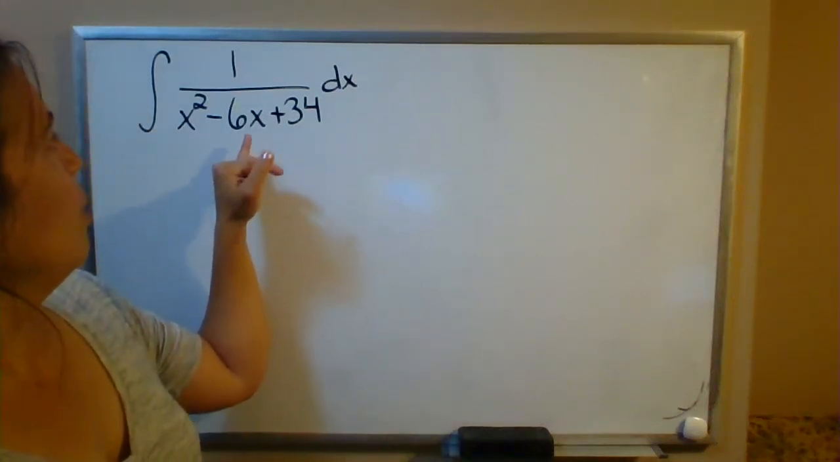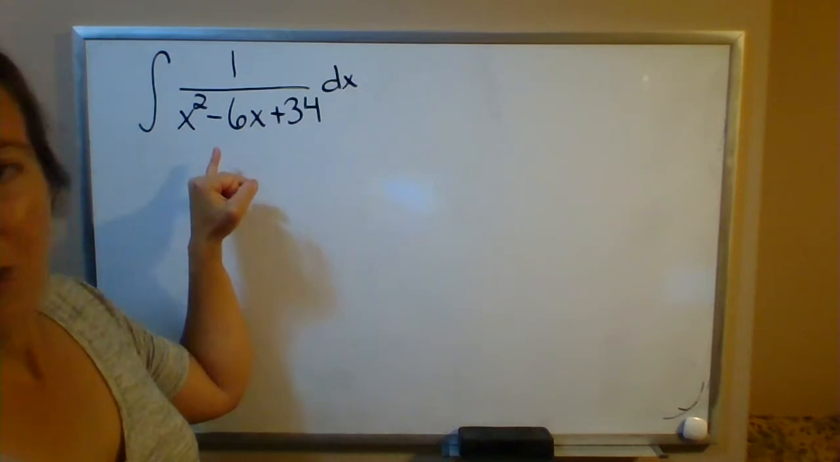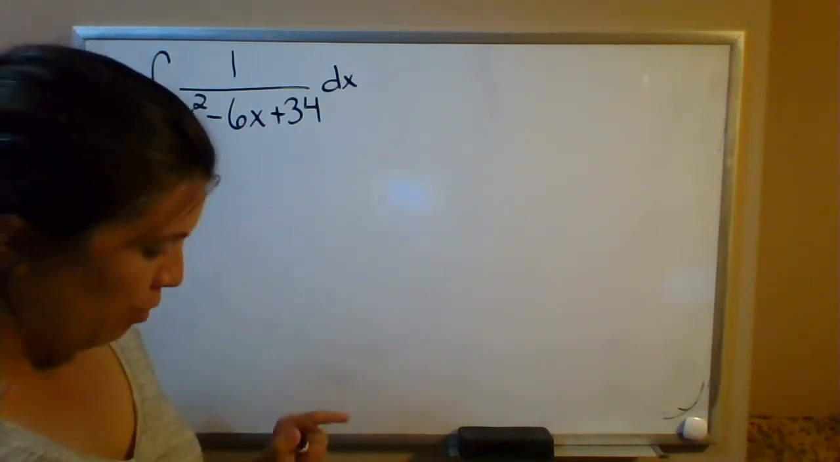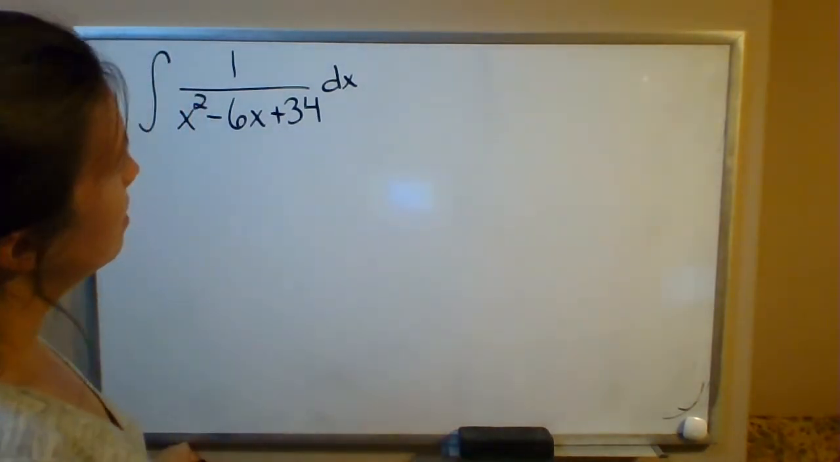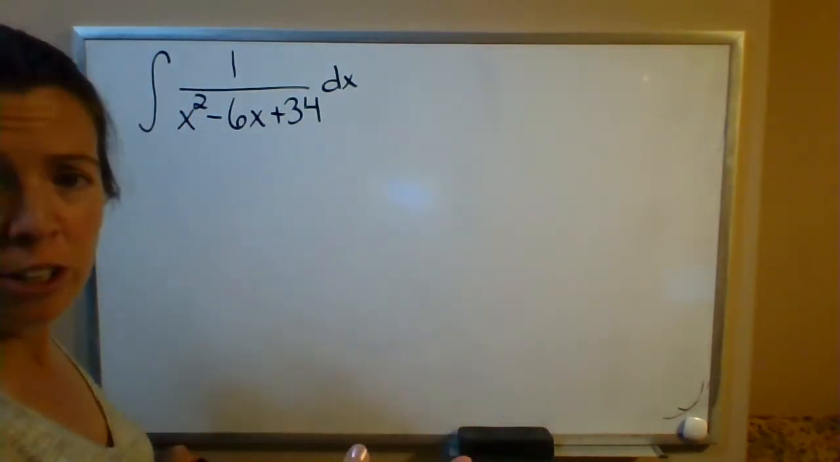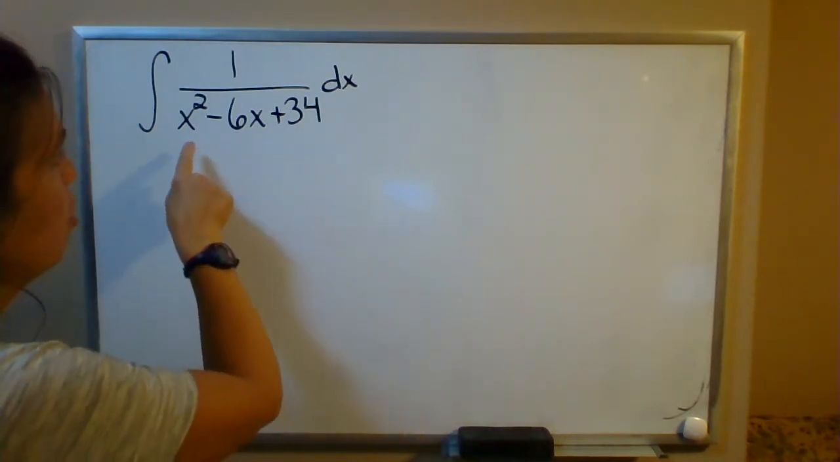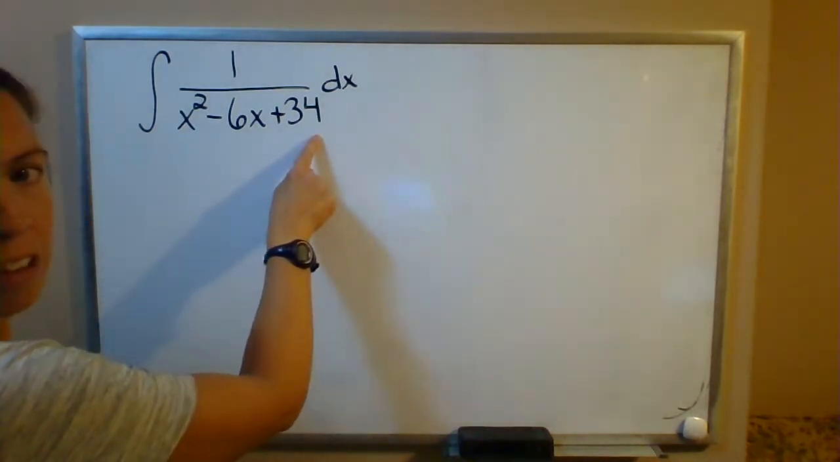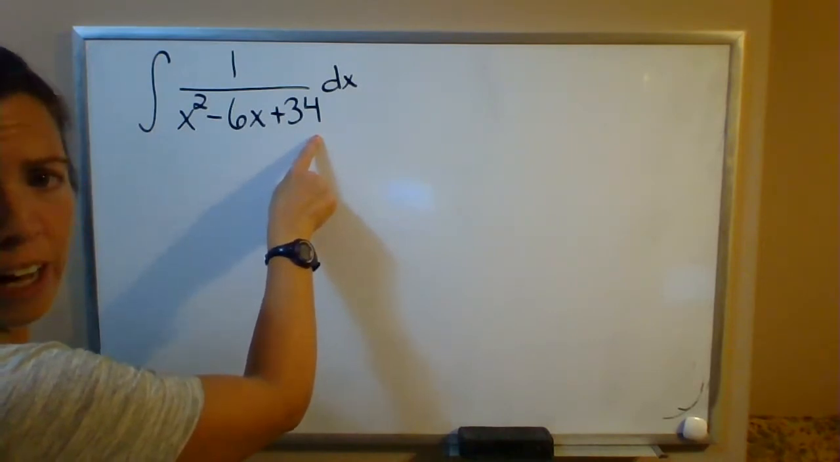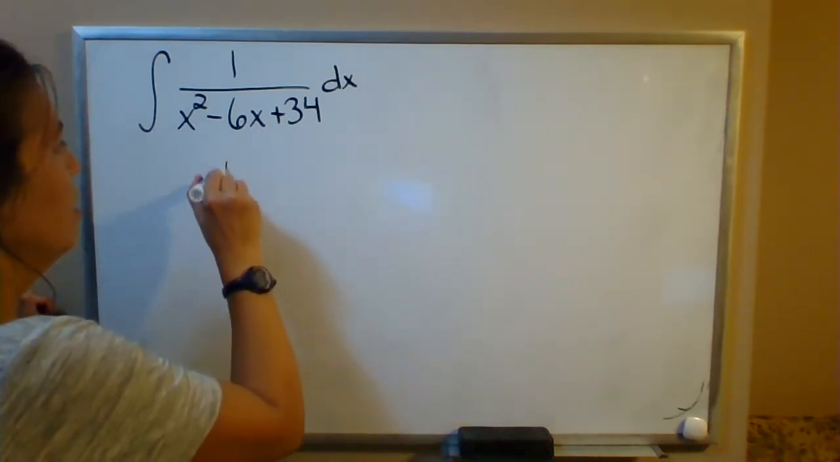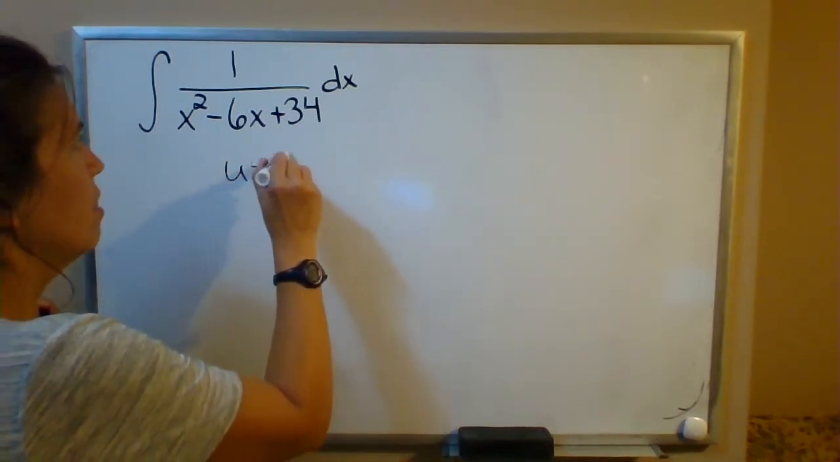So now we're going to integrate 1 over x squared minus 6x plus 34. When you first approach this problem, you might consider, okay, maybe I should try a u substitution. If you're going to try a u substitution, most likely you would let u equal this expression in the denominator.